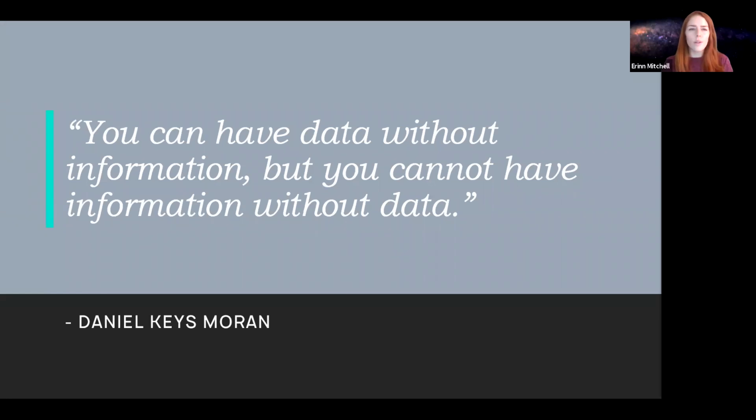So this quote really summarizes that by Daniel Keyes Moran. You can have data without information, but you cannot have information without data. So making sense of that data that we have is what's important tonight, and really giving data the meaning is, I think, the gap that we can fill by being data translators.